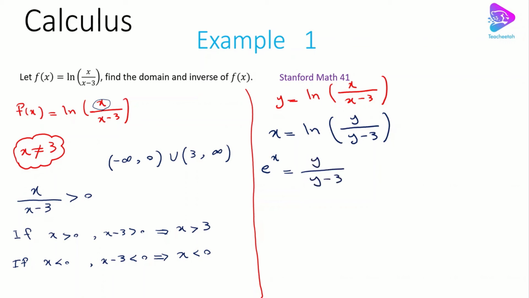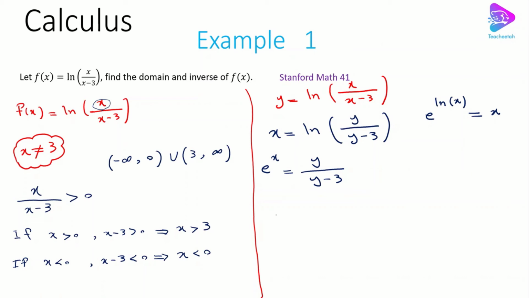So why do we have y over y minus 3? We just use this rule: e to the power of ln of x is equal to x, and we just use that in here. So e to the power of x equals y over y minus 3, and now it's time to rearrange everything based on y, and then we have the inverse of the function ready.